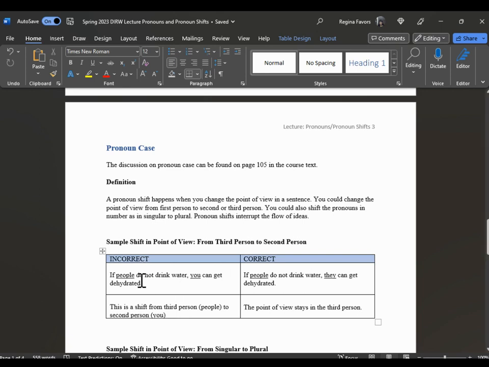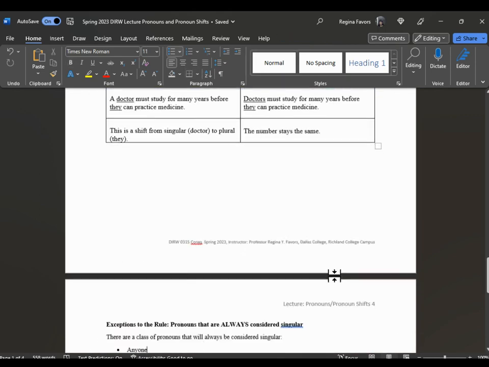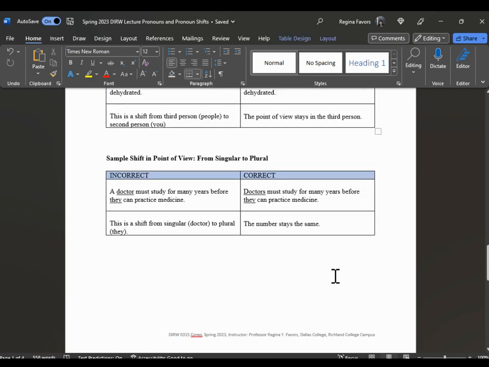So the first sentence is a shift from third person to second person, and in the correct one the point of view stays in the third person. So third person plural, third person plural. Okay. So if we look at a sample shift from singular to plural in number, a doctor must study for many years before they can practice medicine.